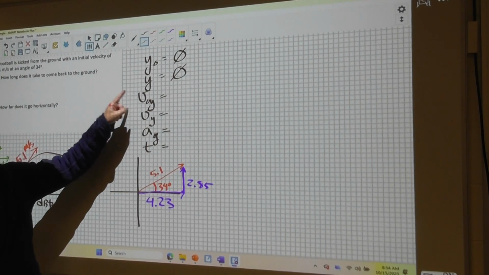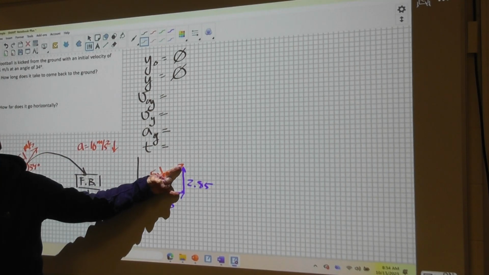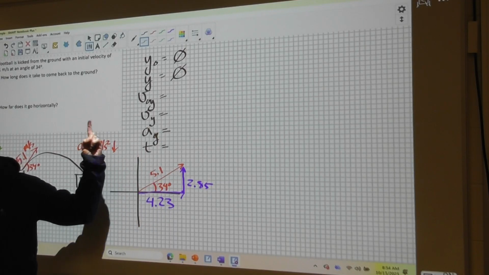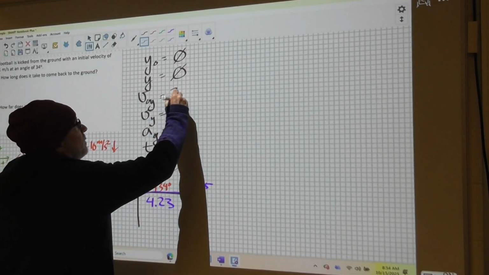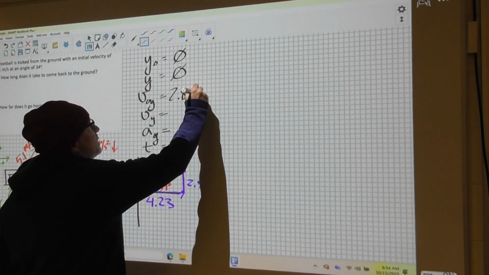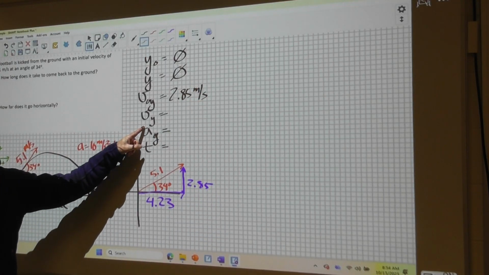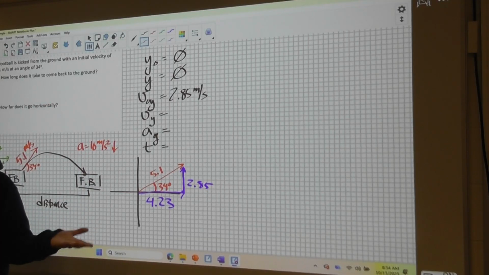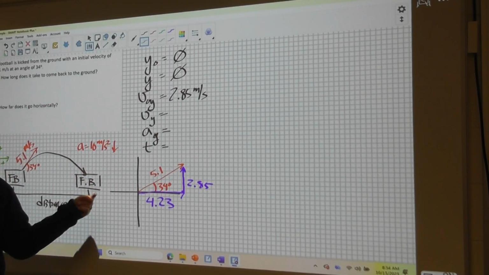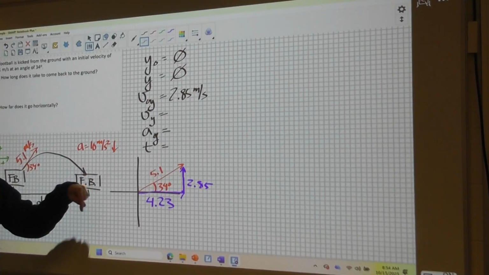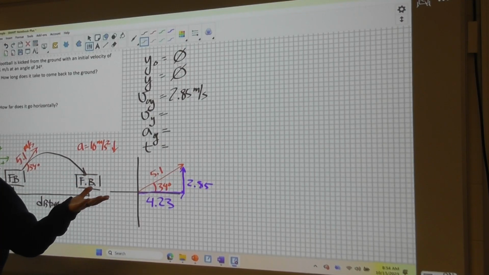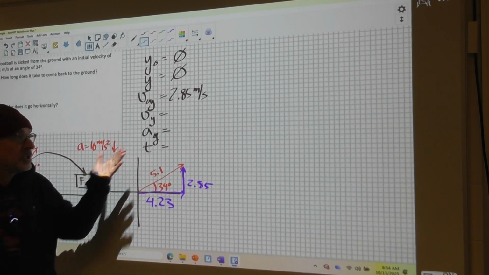Our initial vertical velocity is this, right here. The vector solver told us that it's moving up at 2.85 meters per second to start with. Its final y velocity, we don't know. And some of you might be like, wait a second, this is symmetrical. It's going to be going down at the same speed. You're right, but we don't know that for sure. So we'll just leave it blank.